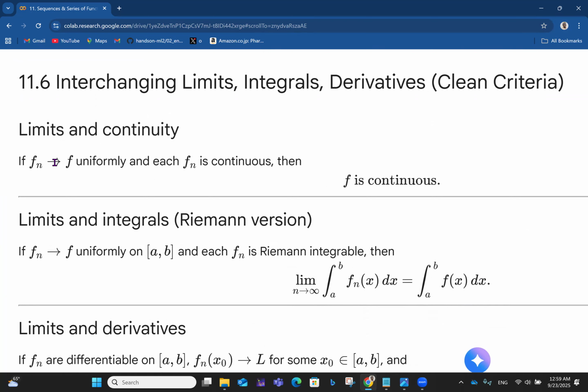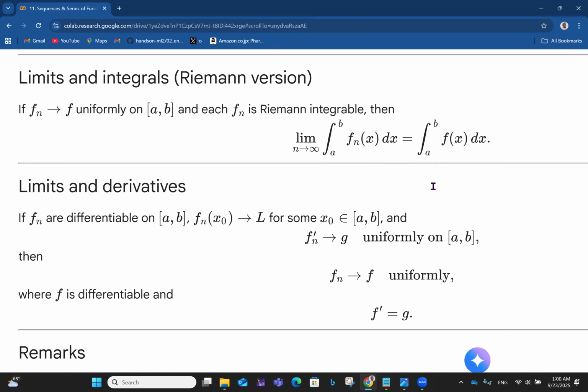For limits and continuity, if f_n approaches f uniformly and each f_n is continuous, then of course f itself is continuous. The function to which the sequence of functions converges is actually continuous itself. We've seen that before. Then we have limits and integrals. Talking about the Riemann version, if f_n approaches f uniformly on the closed interval [a, b] and each f_n is Riemann integrable, then the limit as n approaches infinity of the integral from a to b of f_n(x) dx is equal to the integral from a to b of f(x) dx.